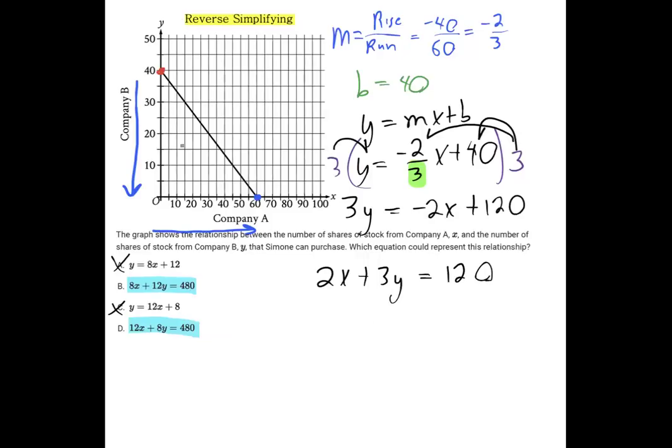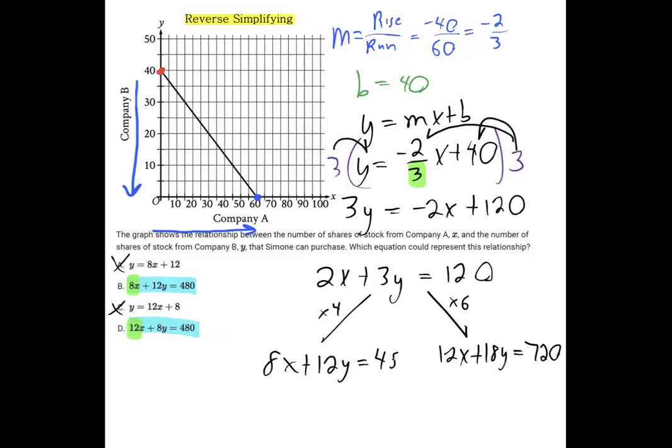And it'll look like this. Now looking at the two viable answer choices, one of them starts with 8x, one starts with 12x. So just ask yourself, what will we need to get to 8 or 12? To get to 8, we'd have to multiply by 4. To get to 12, we'd have to multiply by 6. So let's do the one on the right first. 12x plus 18y is 720, and that doesn't match any answer choices. And multiplying by 4, 8x plus 12y equals 480, and that matches answer choice B.